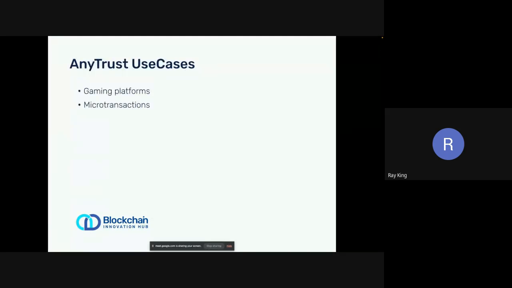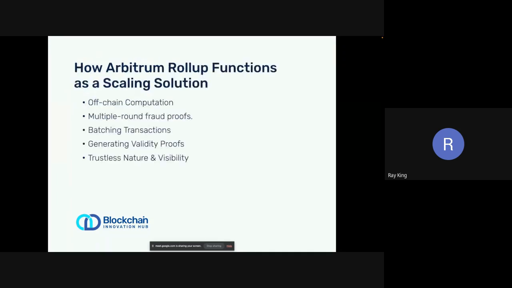The use case of AnyTrust includes gaming platforms and microtransactions. I said this earlier on. Now, how does the Arbitrum rollup function? We're going to be looking at how the Arbitrum rollup functions as a scaling solution. How do we scale Ethereum using Arbitrum rollup?